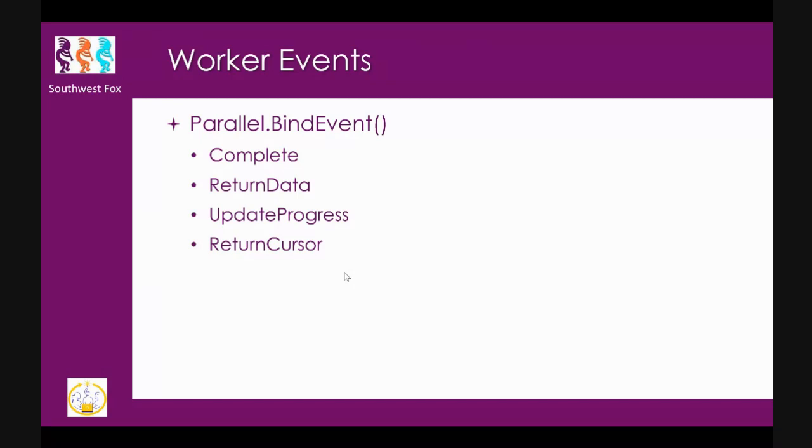ParallelFox includes several predefined events that you can bind to. We're going to discuss each one of these. The first is the complete event, and that fires when a command is finished running on a worker, as the name implies, and that event includes the return value of the command that you ran. So let's look at some code for that.